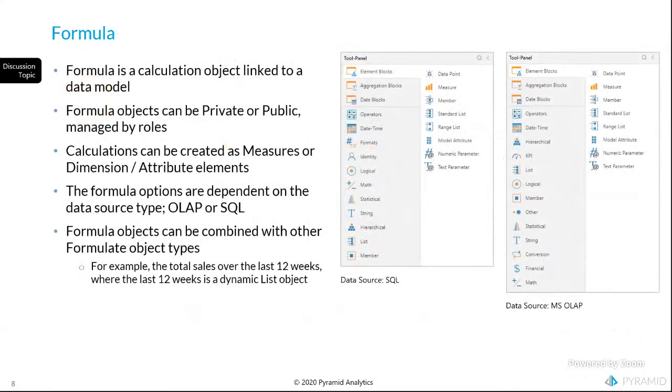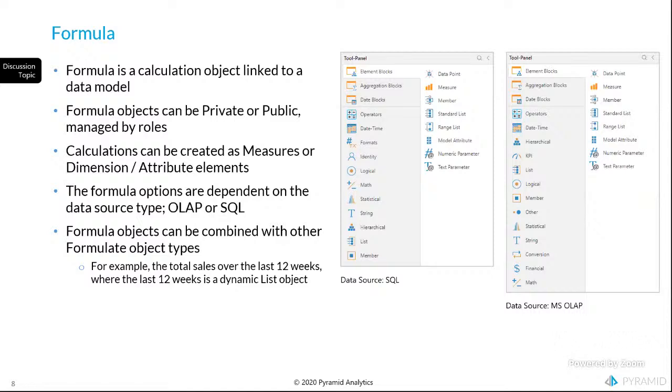So my formula, when I create a calculation, is linked to a data model. So the reason it's called a semantic calculation is because it's linked to the semantic definition of the data I'm working with. So that semantic model defines my business dimensions, product, time, geography, etc., as well as the numeric items I'm analyzing by. So in this case, things like sales, profit, margin, and so on.